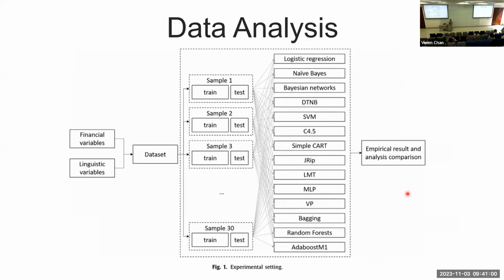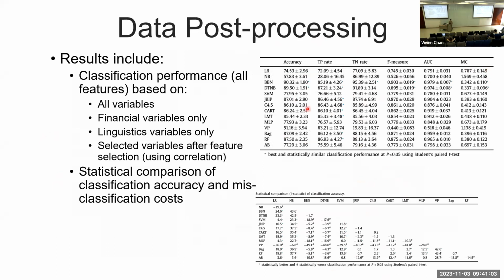For this case study, I am not going to go through the details of the results. What I want to show you is that when you build your machine learning model, you can try out different things. In addition to trying different types of machine learning model, they are also trying out using all the variables, using only the financial variables, or using only the linguistic variables. They also use some ways to select a subset of variables. The selection criterion is correlation.